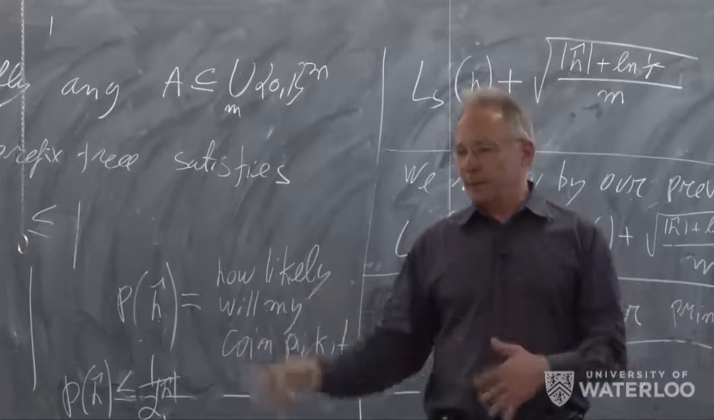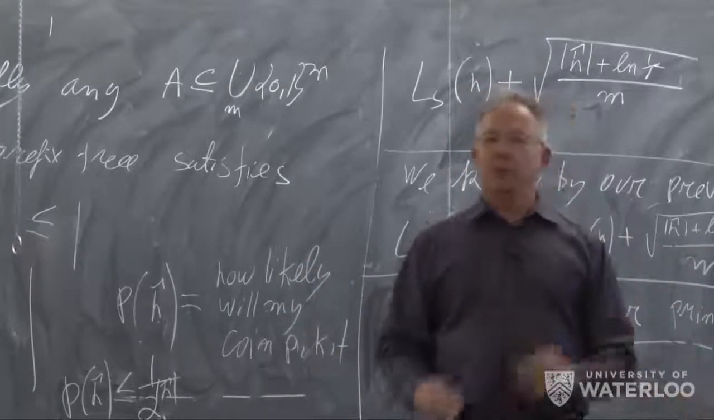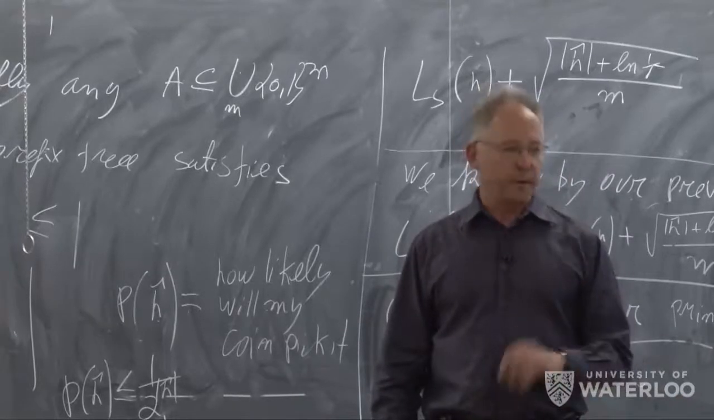That's basically the proof of this lemma, which allows us to use description lengths as a structural risk minimization.